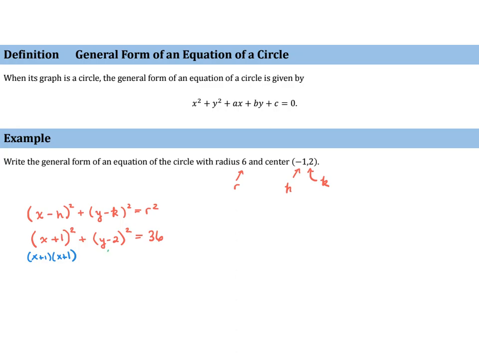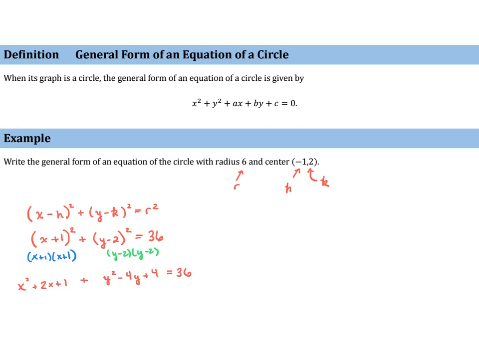And y minus 2 quantity squared will be y minus 2 times y minus 2. So if we FOIL those out, we will obtain x squared plus 2x plus 1 plus y squared minus 4y plus 4, and this will all equal 36.